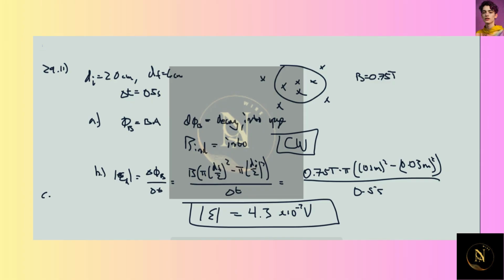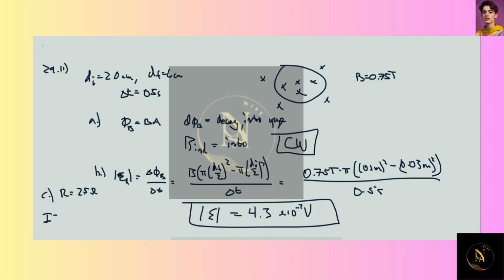Let's see if we can fit part C in here. What does it ask us? It says if the coil resistance here is equal to 2.5 ohms, what is the average induced current?